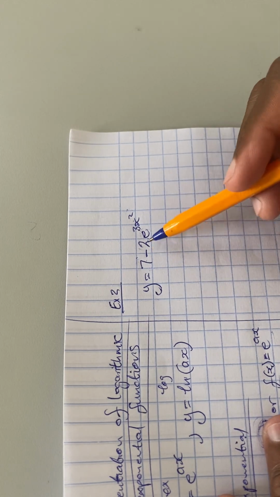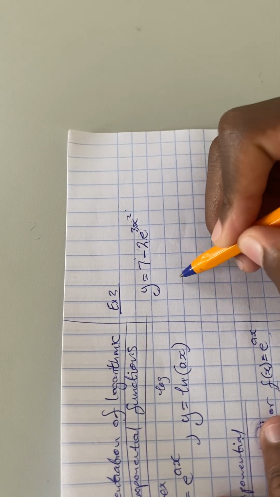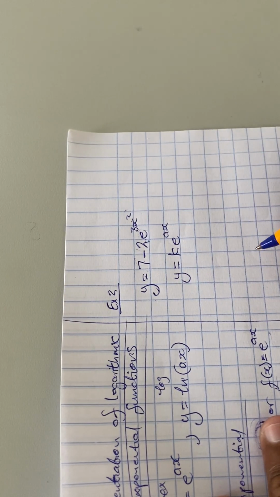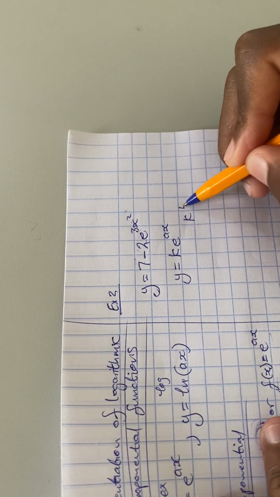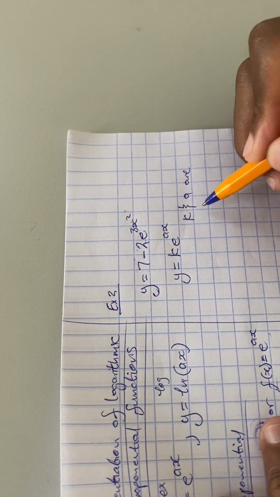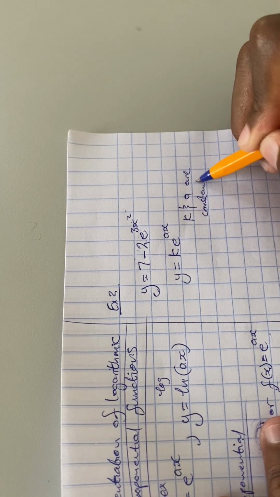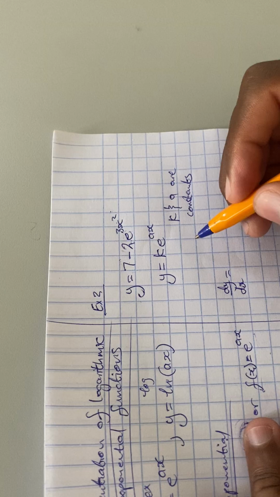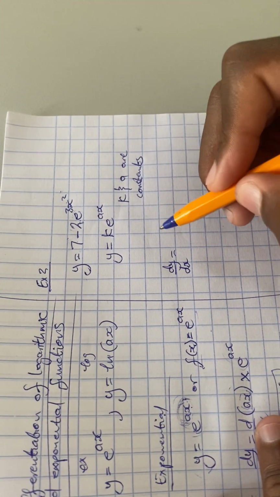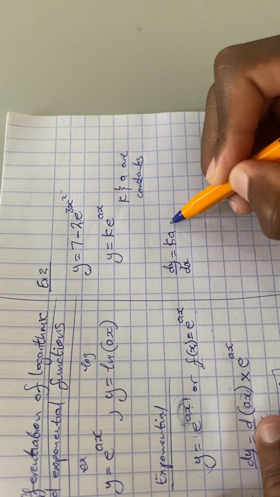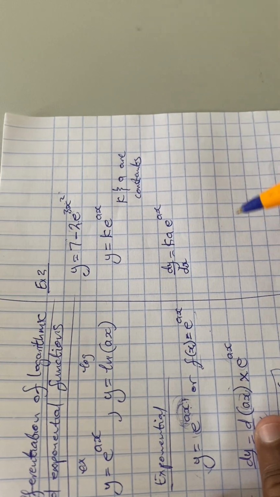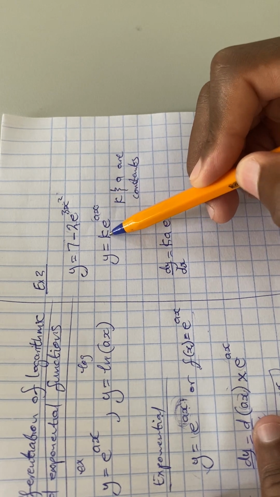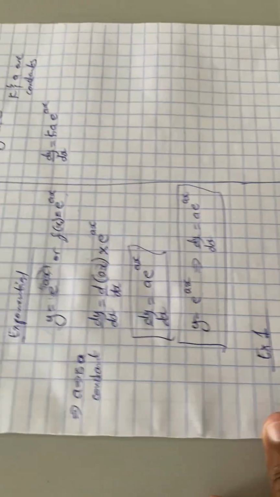It doesn't matter if we have a constant, because let me just rewrite this. y is equal to k e to the power ax, where k and a are constants. Still we are going to get the same thing. dy/dx is going to be equal to k a e to the power ax, which means the first derivative of the power is going to multiply our constant.